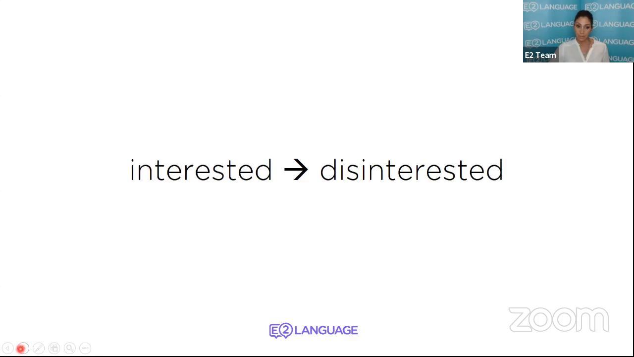The adjective interested becomes disinterested. So he was disinterested in the program. He didn't really have an opinion on it. Now, we can also use dis in front of the adverb. So he listened interestedly, or he listened disinterestedly, meaning not paying any attention.